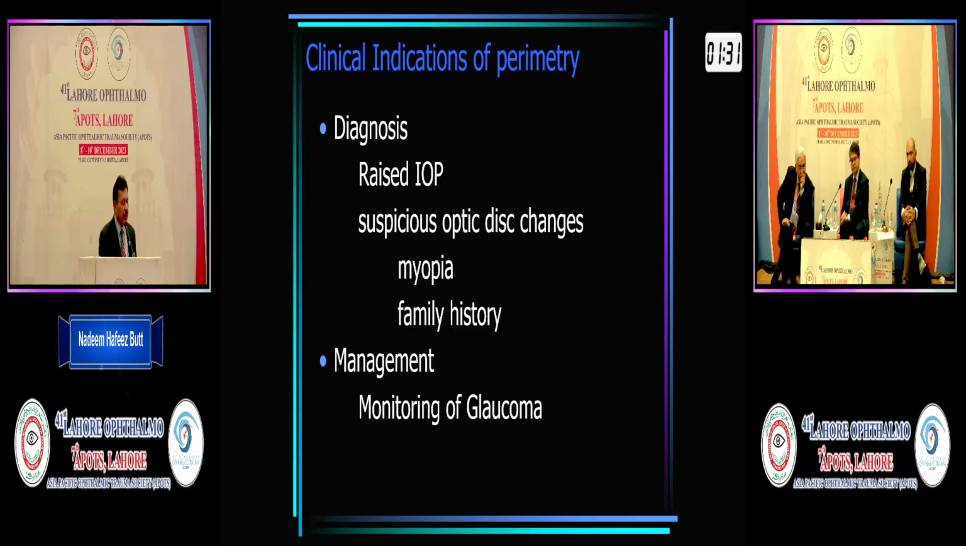So the clinical indications of perimetry are for the purpose of diagnosis if we find raised intraocular pressure in a patient, or suspicious optic disc changes, or the patients have a history of myopia, or there is a family history of glaucoma. And we also need it for the monitoring of glaucoma, to see whether the patient is progressing or not, and in the management.